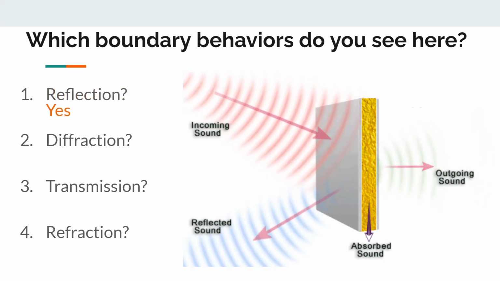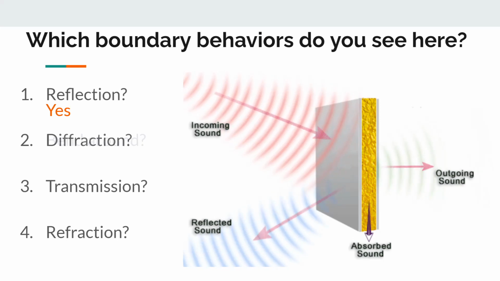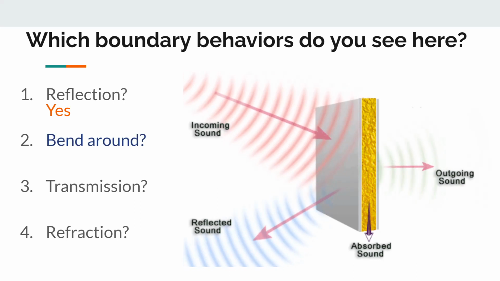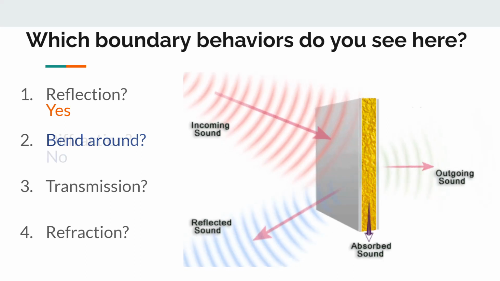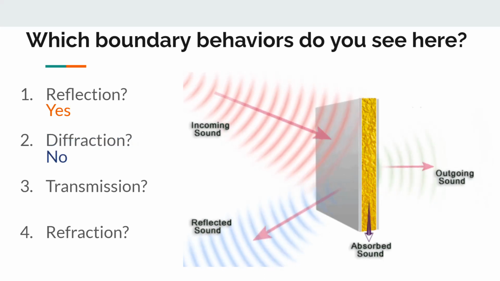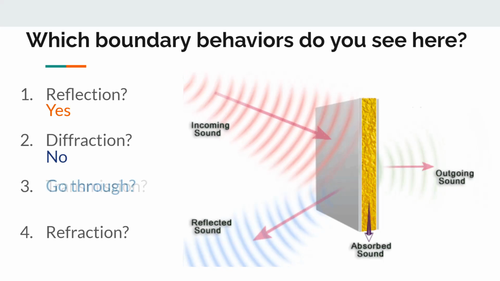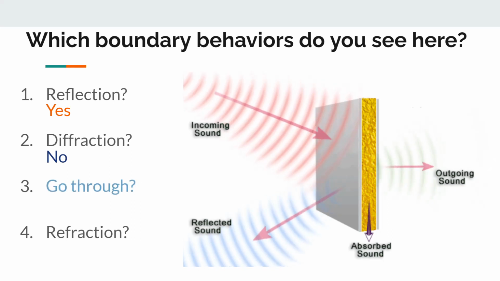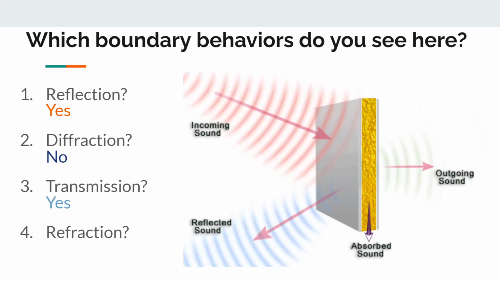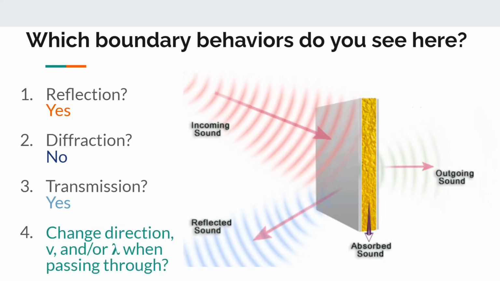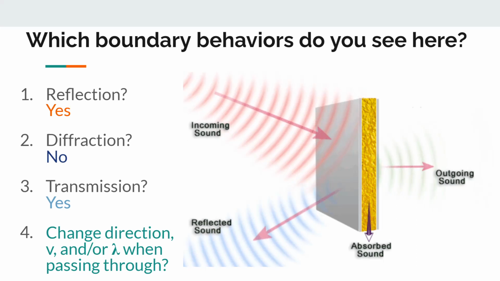Okay, what about diffraction again? Do we see a wave bending around the obstacle? No. In this case, no, it doesn't go around the wall, so no. Okay, transmission, do we see the wave go through the wall? Yes. Okay, and then refraction, again, do we see the wave change direction, velocity, and or wavelength when it passes through?